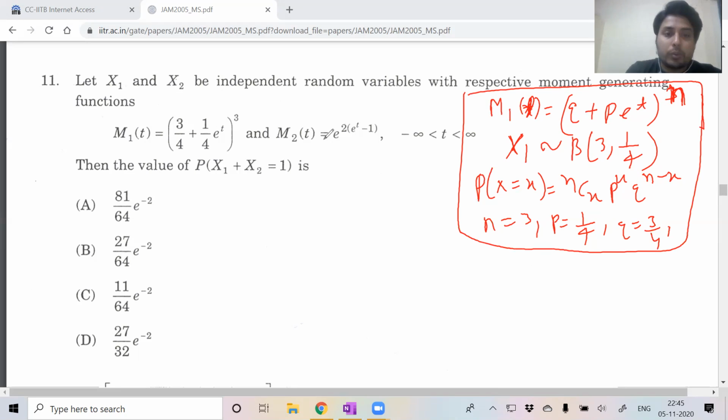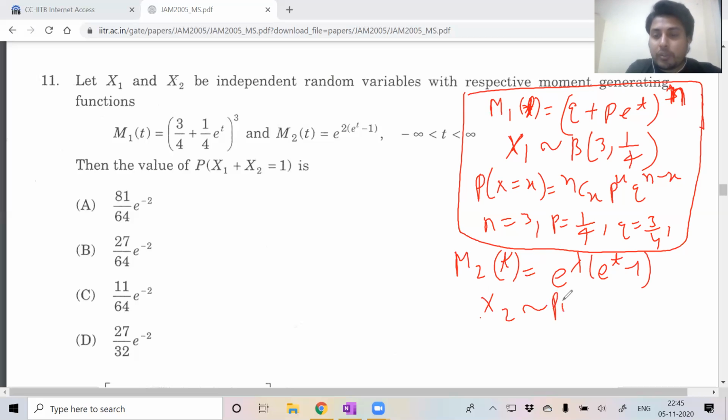Okay, so let's see the second. M2(t) is of the form e to the power lambda (e to the power t minus 1). If you recall, this is the standard form of the MGF of Poisson lambda, right? So X2 is a Poisson random variable with parameter lambda. So lambda here is 2. Okay, so the value of lambda is 2 in this case.